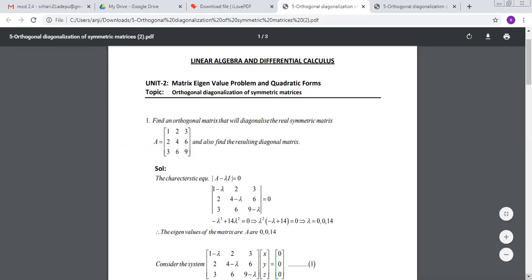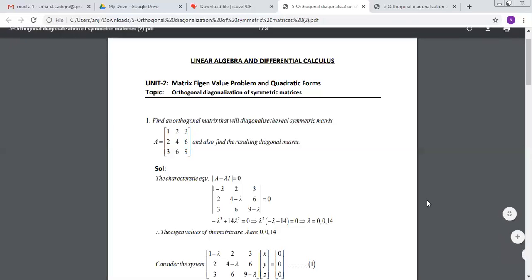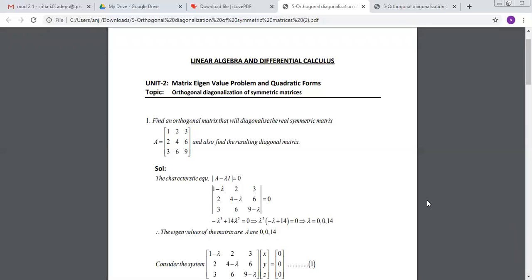So in previous examples, in diagonalization, any matrix is diagonalized through a matrix P. There P only needs to be a non-singular matrix, but coming to symmetric matrices, the matrix P is nothing but an orthogonal matrix. So here we will take one symmetric matrix and diagonalize it by using an orthogonal matrix.